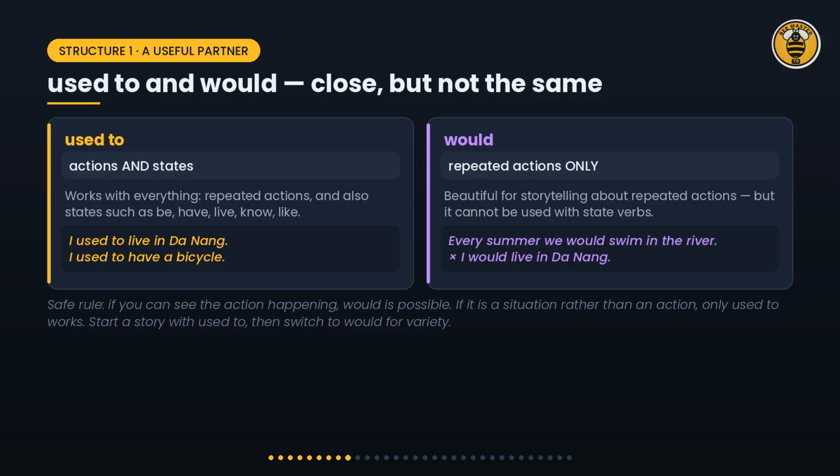Here is a safe rule. If you can actually picture the action happening, would is possible. If it is a situation rather than an action, only used to works. A nice trick for storytelling is to open with used to, and then switch to would for variety.